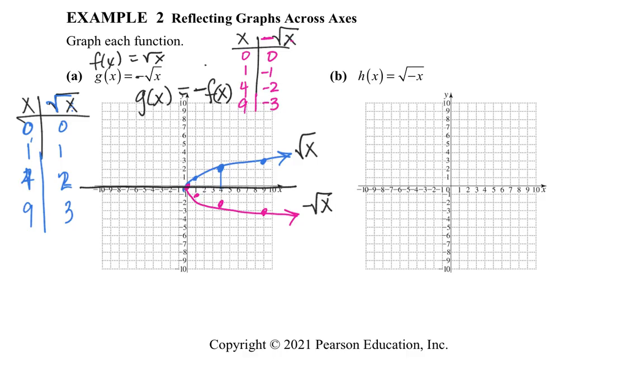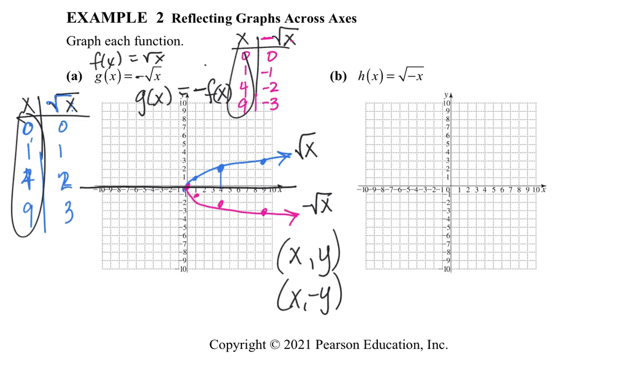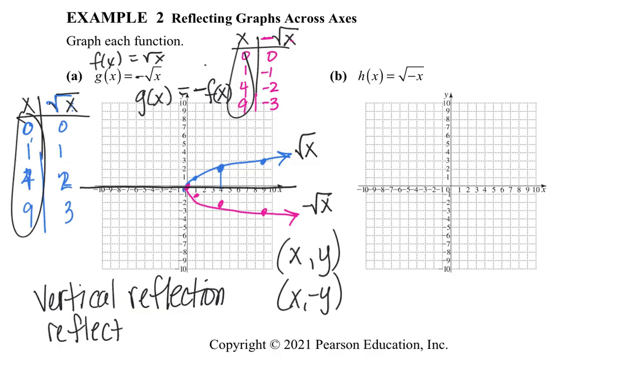So here, your x values stayed the same, but your y values changed. So we went from our points to the y values being negative. So this is a vertical reflection. So we reflect over the x-axis. Means your y values change.